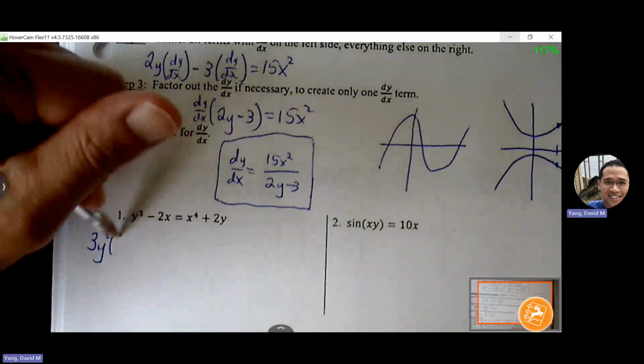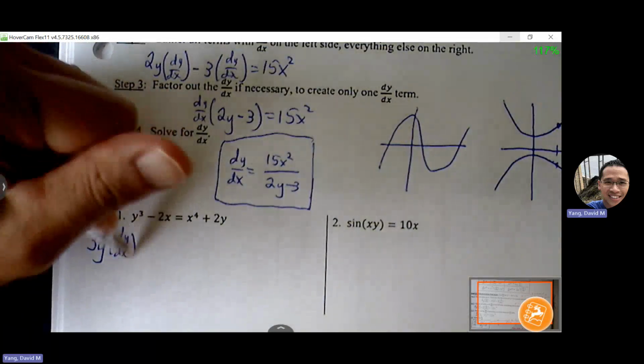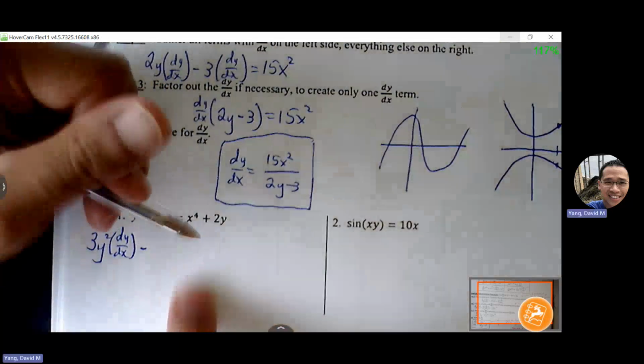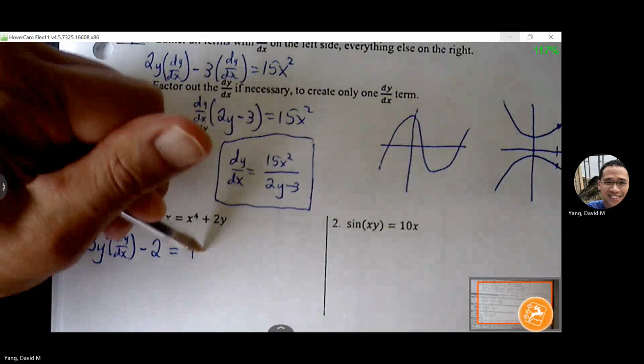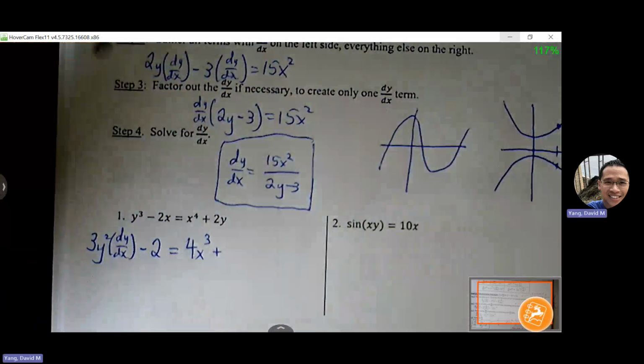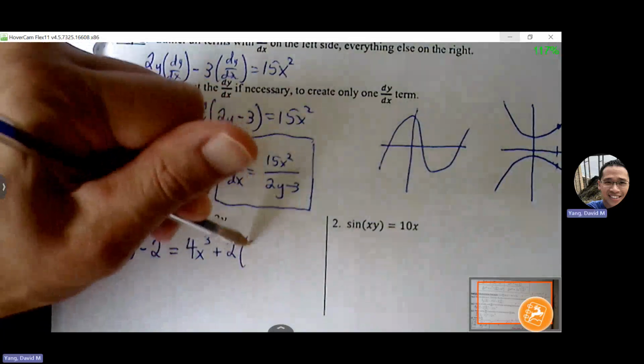Times 2. Good, times dy dx, right? We need that dy dx. Minus equals plus 2 dy dx. Yeah.